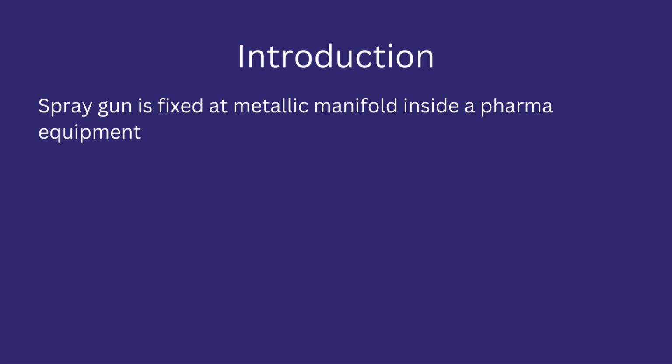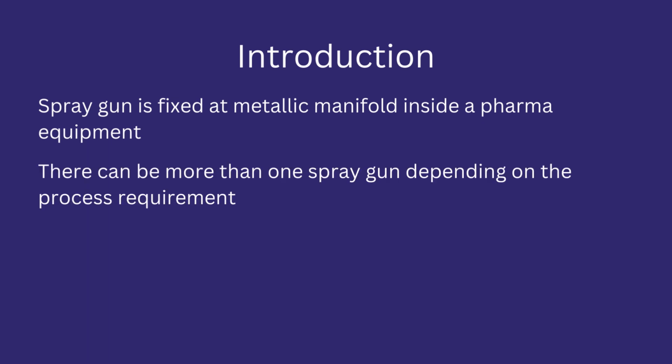The spray gun is fixed on a mechanical assembly called a manifold. A manifold is attached to a specific part of a pharma equipment, which can be moved or its angle can be adjusted without removing the spray gun. There can be more than one spray gun in a pharma equipment, depending on the process and product requirement.